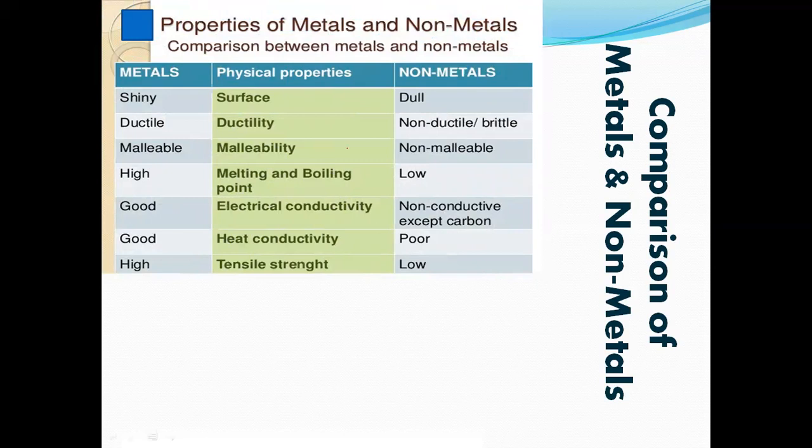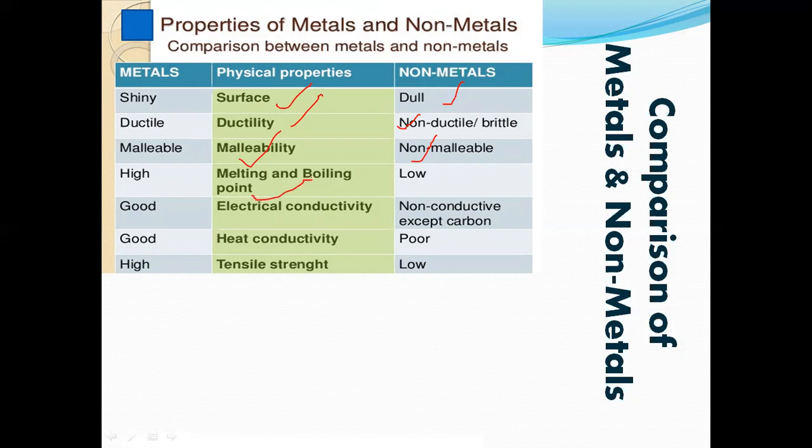So we can compare the properties here. Metals are shiny, and non-metals are dull. Metals are ductile, we can change them into wires, but non-metals cannot be. Malleable, we can change them into sheets, but non-metals do not have the property of malleability.